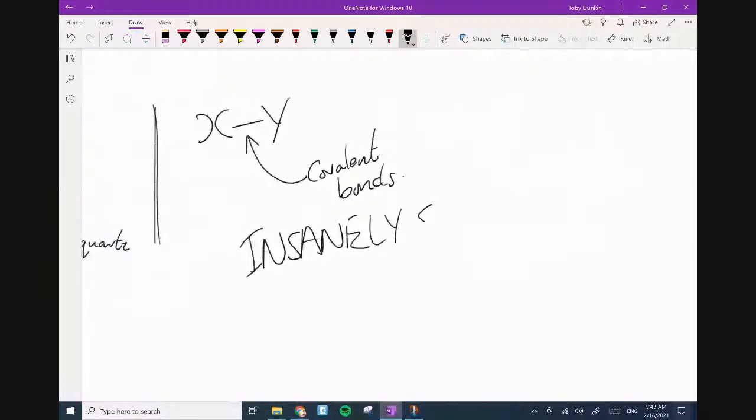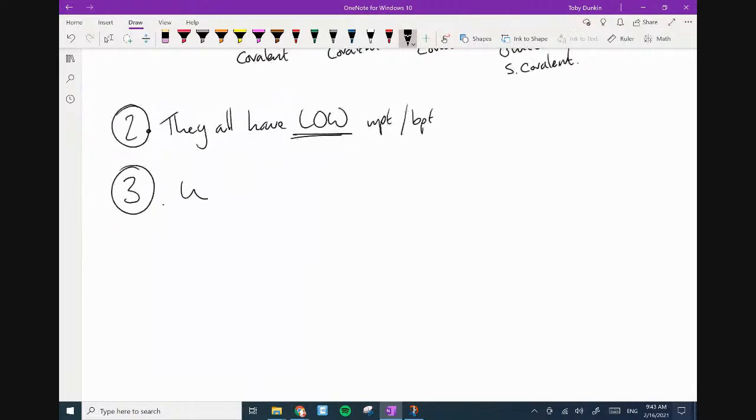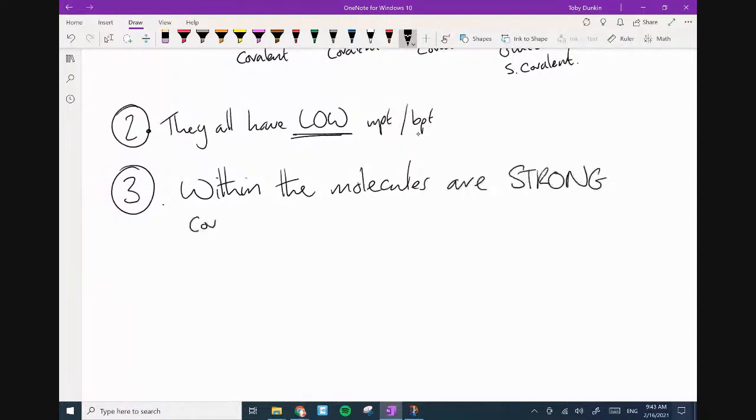Strong. So why would they have low boiling points? The reason being is because fact number 3: within the molecules are, notice my capitalization, strong covalent bonds. Strong covalent bonds. Let's have a look at the picture.